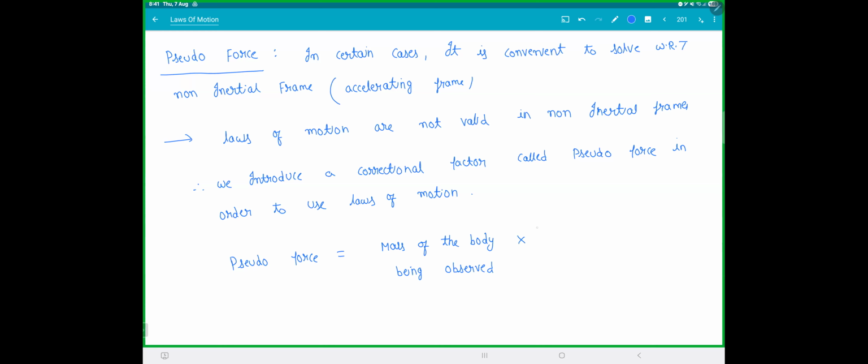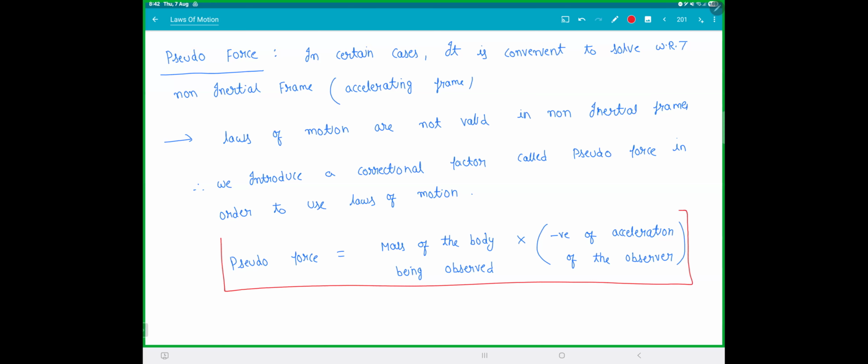Into the negative of the acceleration of the observer. So whoever is observing this block, their acceleration. So it is the mass of the body you're observing and the negative of the acceleration of the observer. Let me show you how this works. This is the formula for pseudo force, and you will see how we got this also.